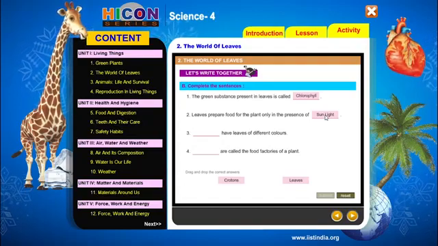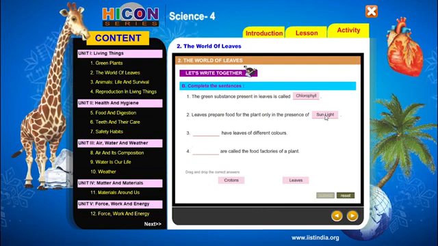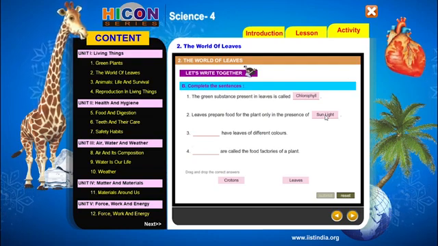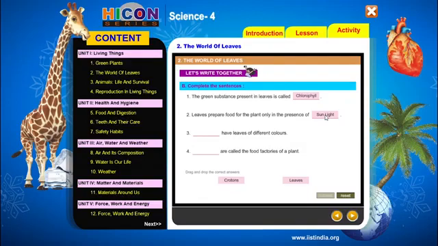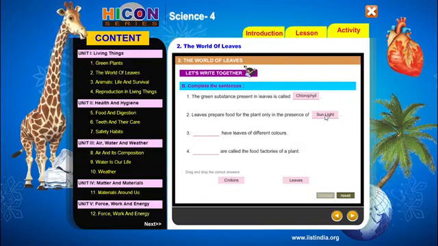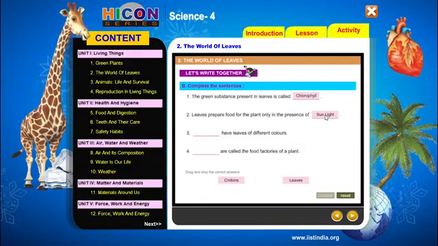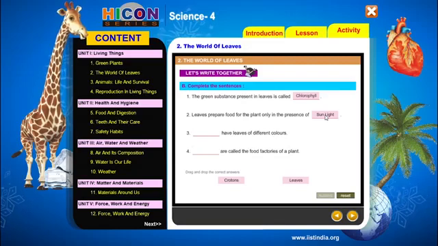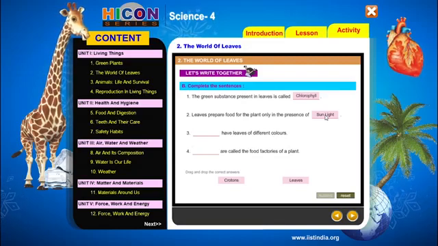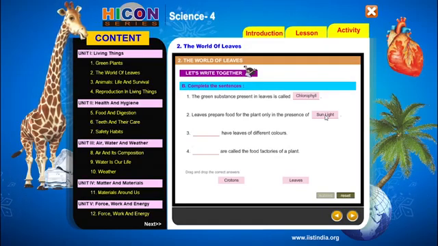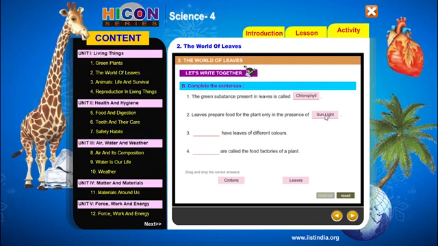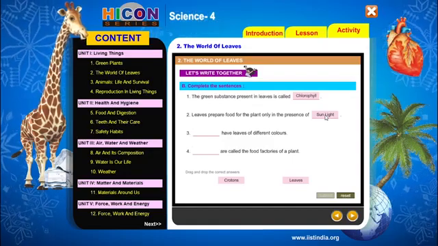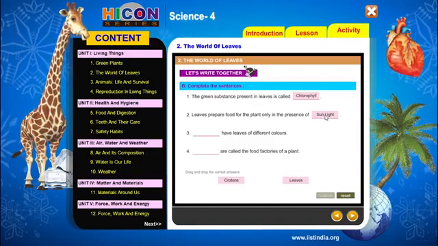Children, so what is the correct answer for this sentence? Different trees have different leaves in different colors. All the trees do not have the same type of leaves. Different plants have different types of leaves, and all the leaves are not the same size. They are different in their size, shape, color, and texture.